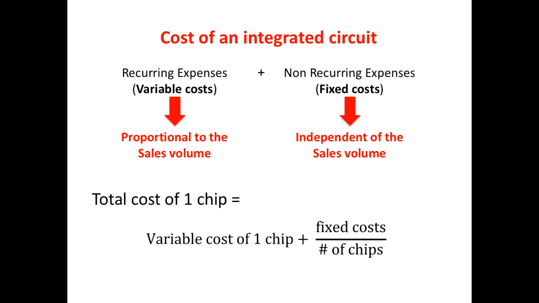The cost of manufacturing, the fabrication of each chip, is a variable cost. The cost of shipping the chip is a variable cost. The cost of fabricating the masks for the fabrication of the chip is a non-recurring expense, because you do it once and you can use the same set of masks for the whole production.